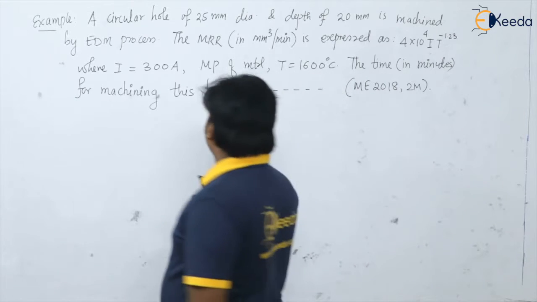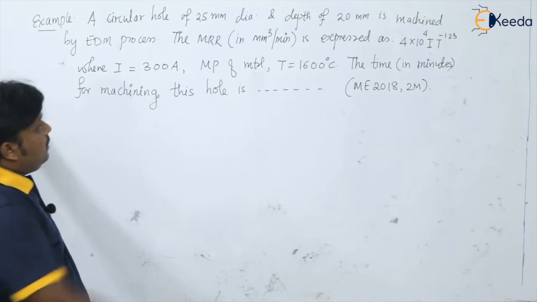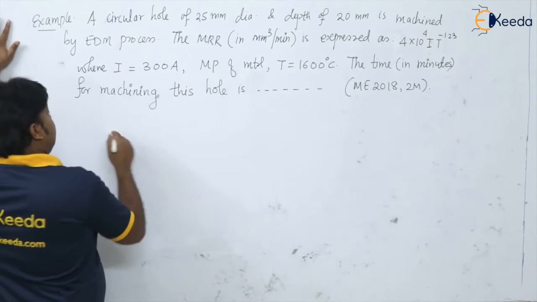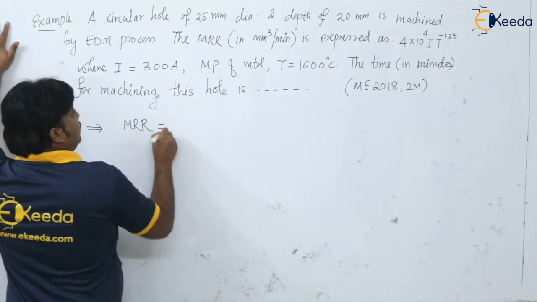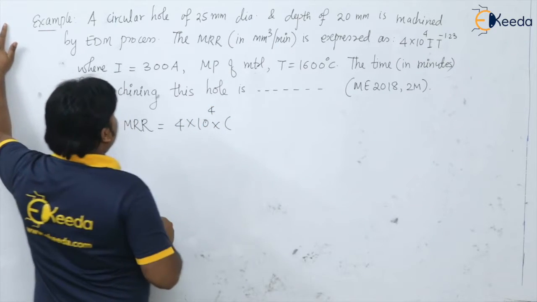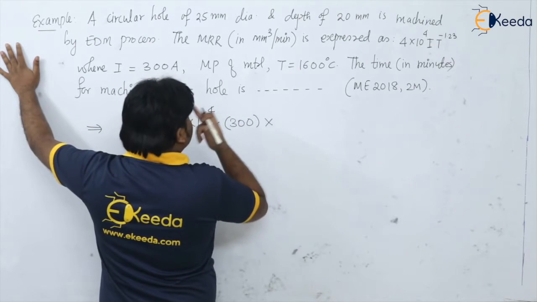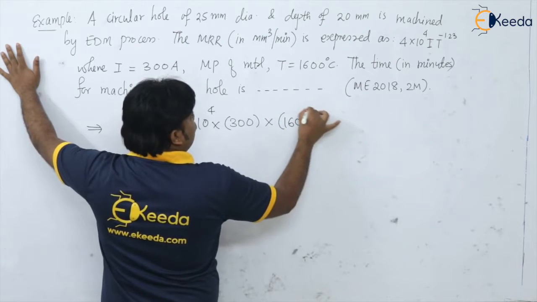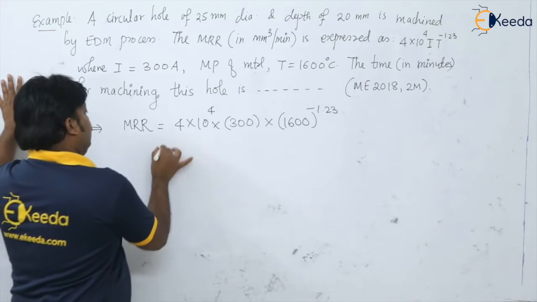Okay, see here. First of all, the material removal rate, the empirical relation is given directly. So let us calculate that. The MRR is equal to 4 into 10 to the power 4 into current, which is 300 ampere, into temperature, which is in degree centigrade. So don't worry, 1600 raised to negative 1.23. So calculate how much it is.